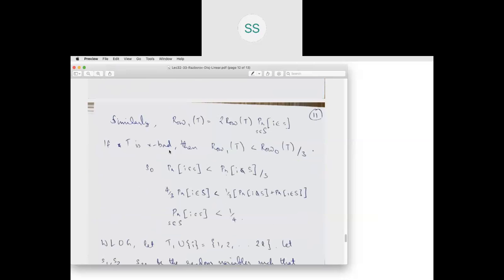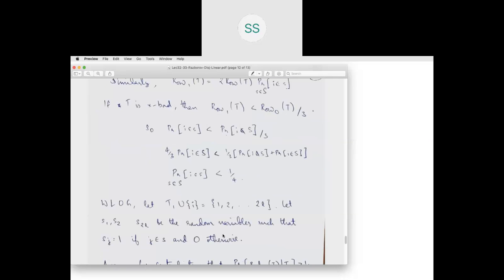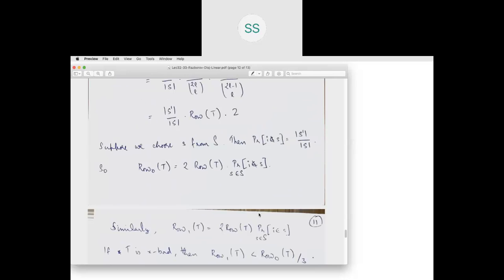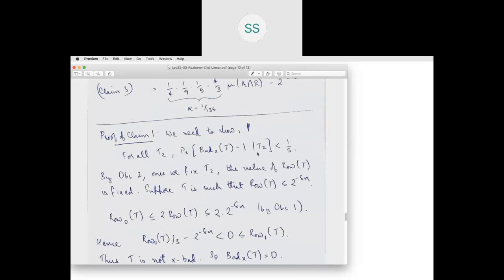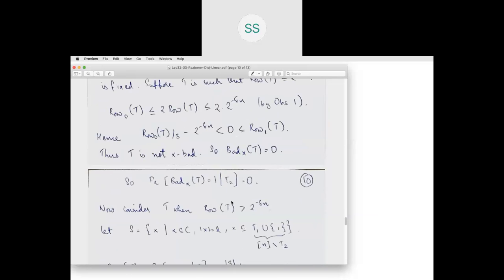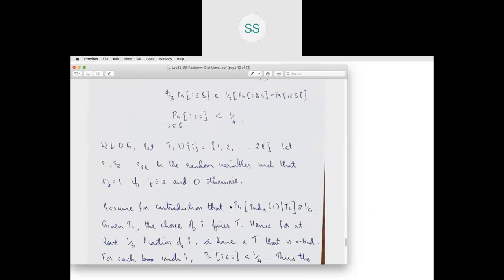And if t is x bad, we get the inequality that the probability that I is in S is at most 1/4. Okay. So now let's say without loss of generality that T2 is fixed. Let's say T1 union I is the set 1, 2, 3, up to 2L. We need to prove this for a fixed T2. So let's say T2 is fixed, a number bigger than 2L plus 1.